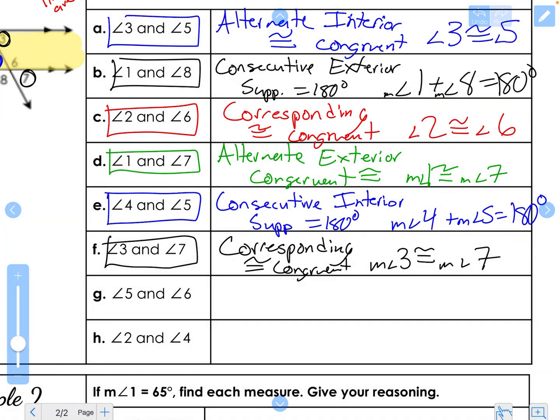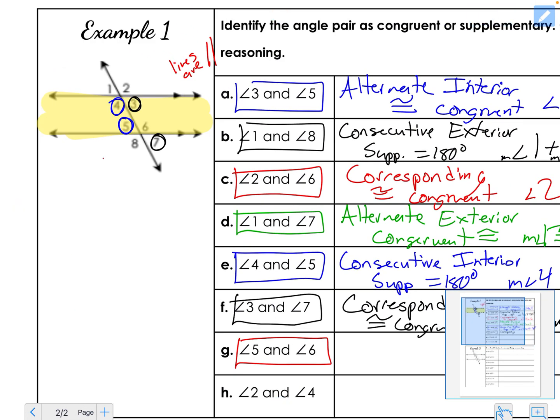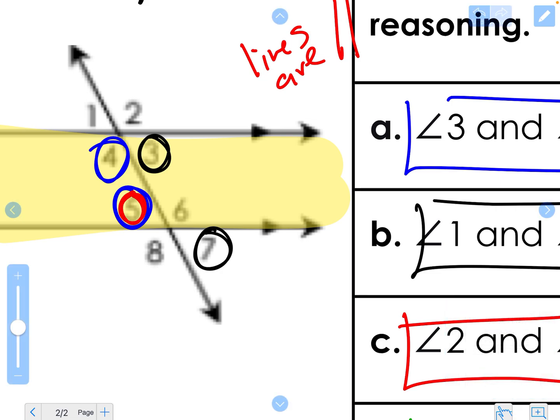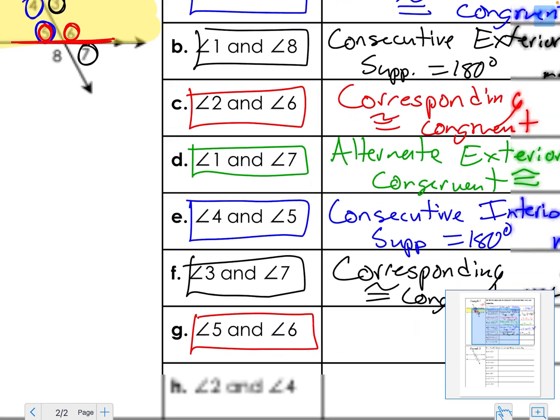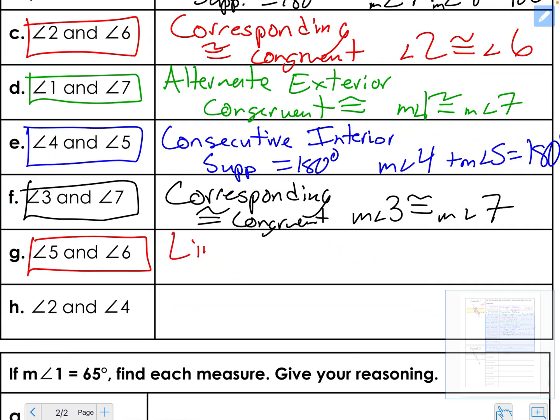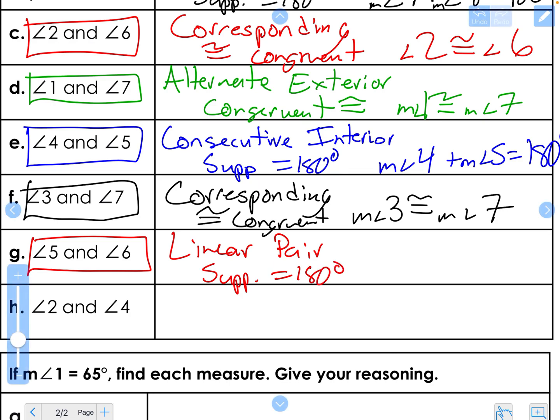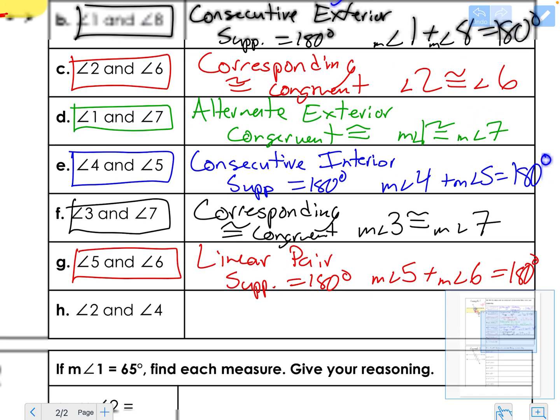All right, now we've got 5 and 6. So let's look at 5 and let's look at 6. They are both interior, but they are adjacent. So they are next to each other and they are on a straight line. So if they are next to each other, adjacent, and on a straight line, I know they are a linear pair. And I know that linear pairs are supplementary, which means they equal 180 degrees. So the measure of angle 5 plus the measure of angle 6 equals 180 degrees.